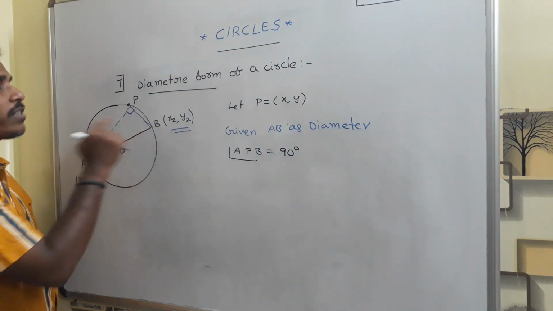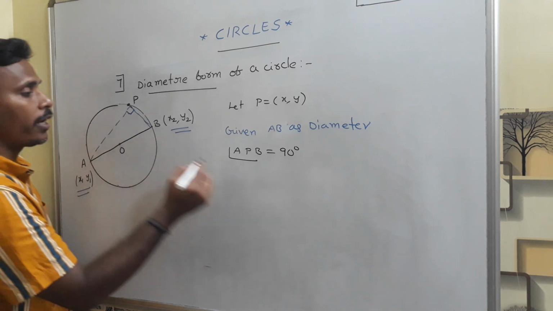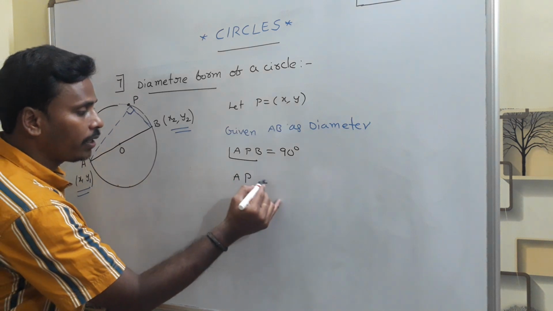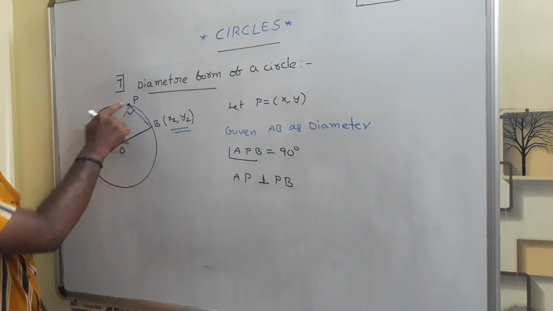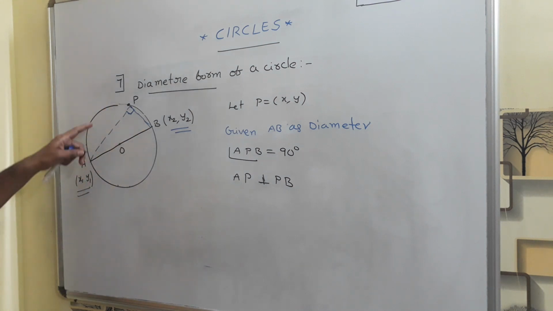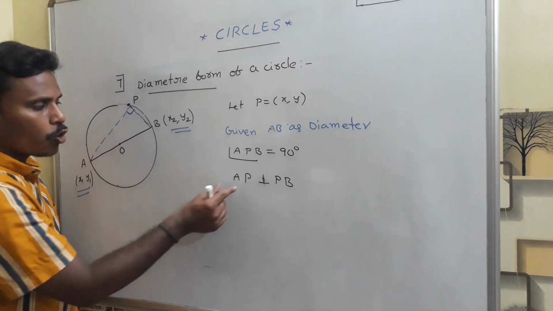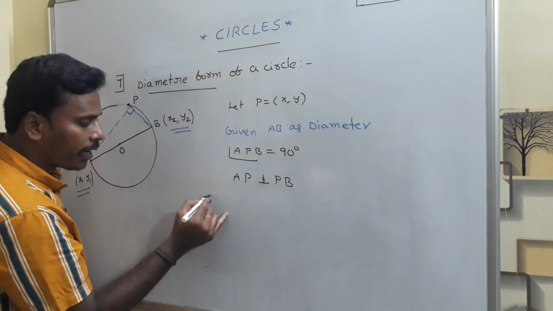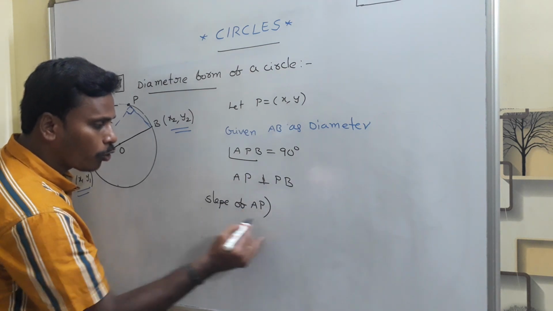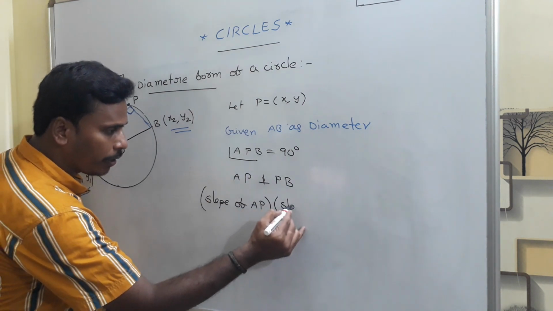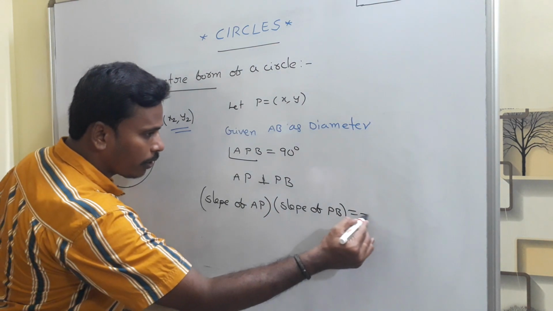Since angle APB is 90 degrees, AP is perpendicular to PB, right? AP is one line segment, PB is another line segment, and they are perpendicular. So what will we say? If two lines are perpendicular, then the product of their slopes is minus 1. So slope of AP into slope of PB is equal to minus 1.